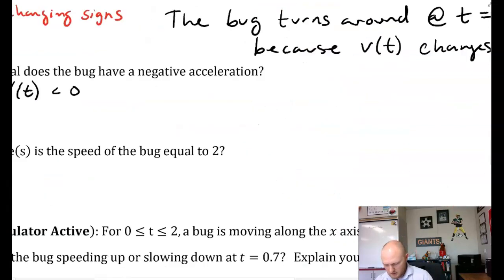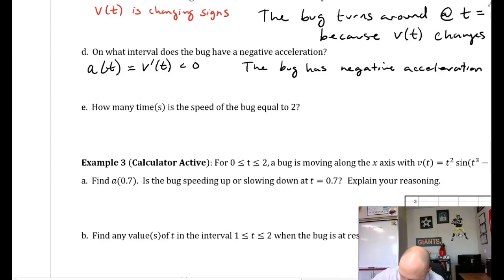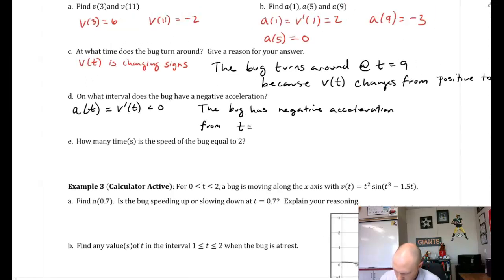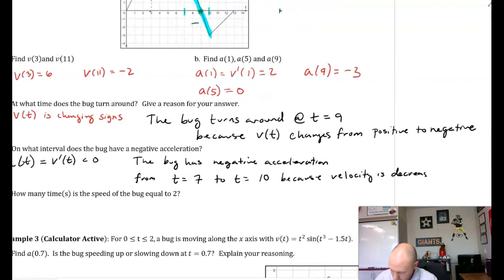From 7 to 10. So, okay, we would say the bug has negative acceleration from t equals 7 to t equals 10 because velocity is decreasing. All right.